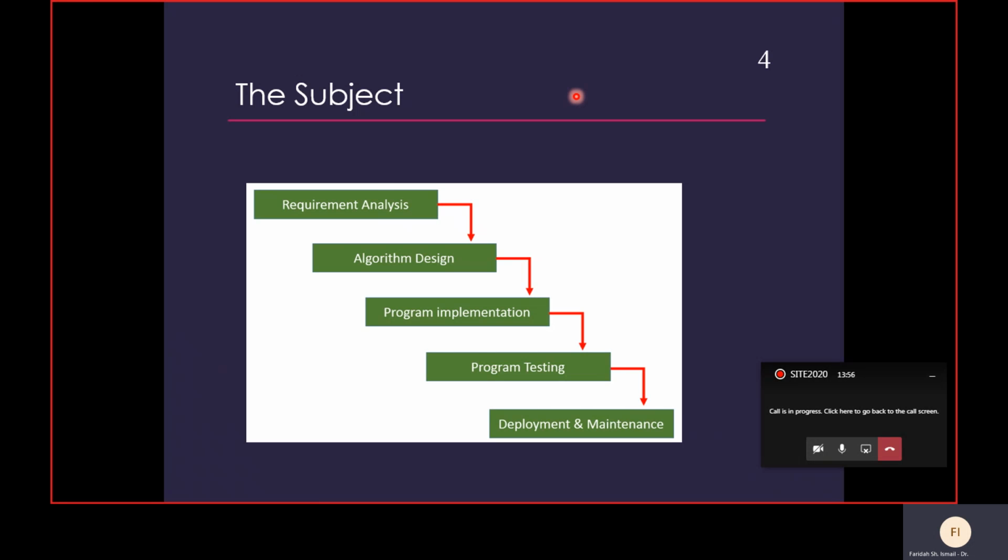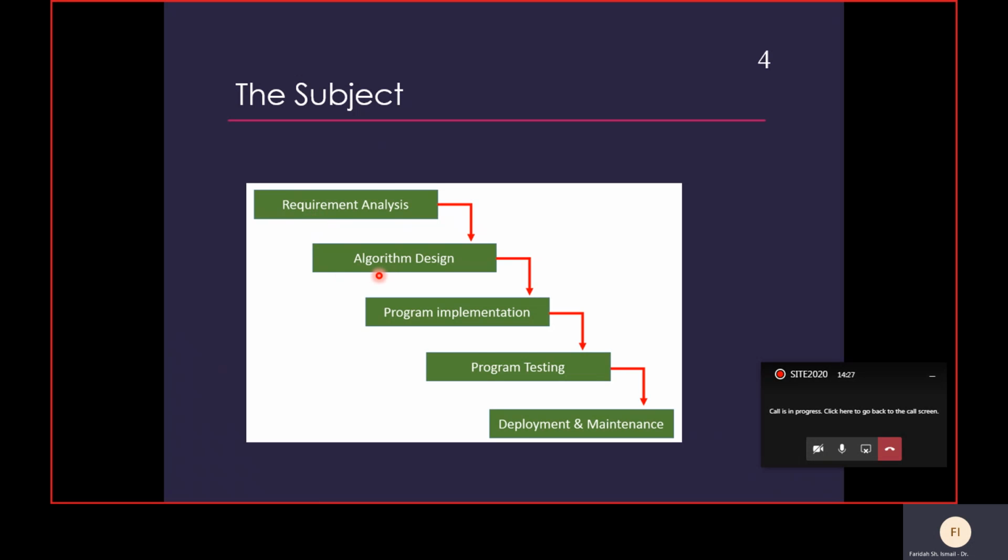The subject syllabus refers to the system development life cycle, which contains 5 phases. The first phase is requirement analysis, where the students need to identify the input, process, and output needed to solve the problem. And from phase 1, they need to convert it into algorithm design.